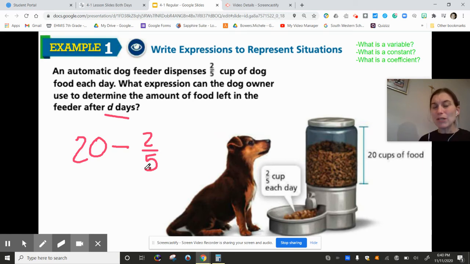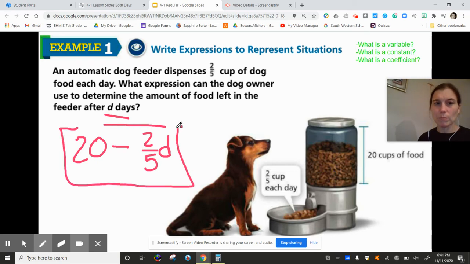So since it's losing 2/5 cups per day, in order to figure out how much it's losing each day, I have to multiply the days times 2/5. So now I have my expression. It's losing 2/5 cups of food each day. So I multiply the 2/5 of cups per day times the days, and I'm taking that away from the food. And there's my expression. I'm done. It's that simple.